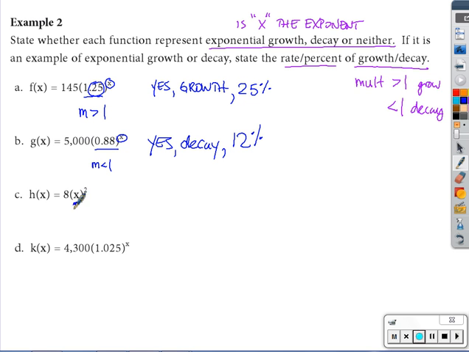Next one, is x the exponent here? No, neither. And finally, is x the exponent? Yes. Is my multiplier bigger than 1? Growth. And how much bigger than 1 is it? 0.025 as a percent is 2.5%.